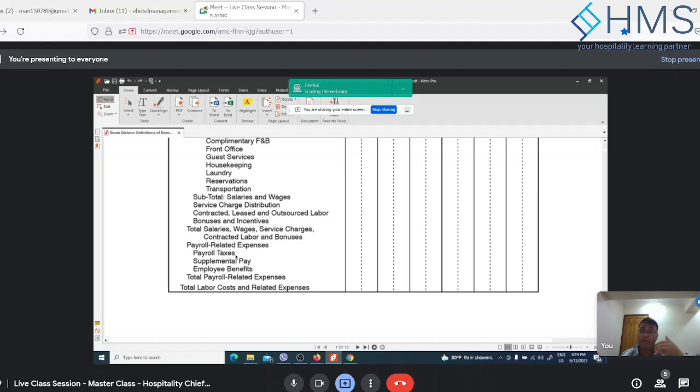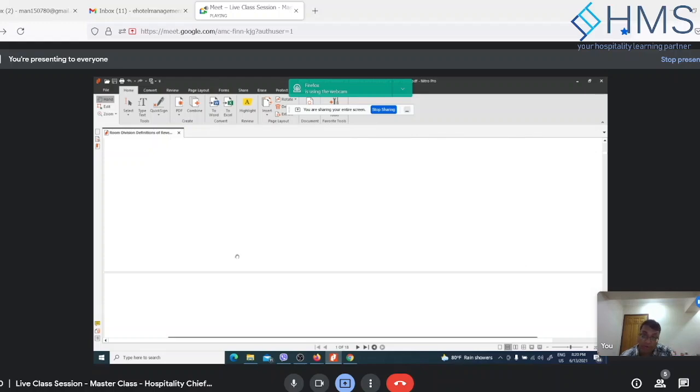Supplemental pay will include your vacations, your gratuities, extra payment which is accumulated over a period of time. So that will be supplemental pay. And then it's an employee benefit. So the in-kind benefits that you are providing to the staff, which can be your meals, can be your accommodation, can be your social security benefit, health insurance, life insurance. Those all are part of your employee benefits.